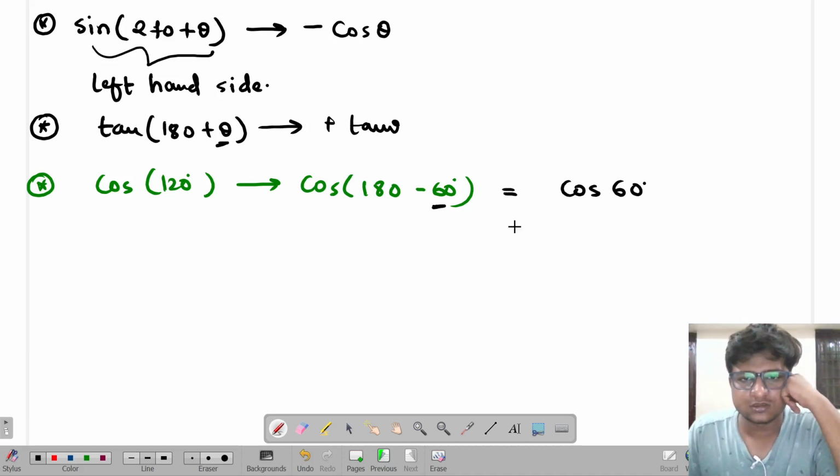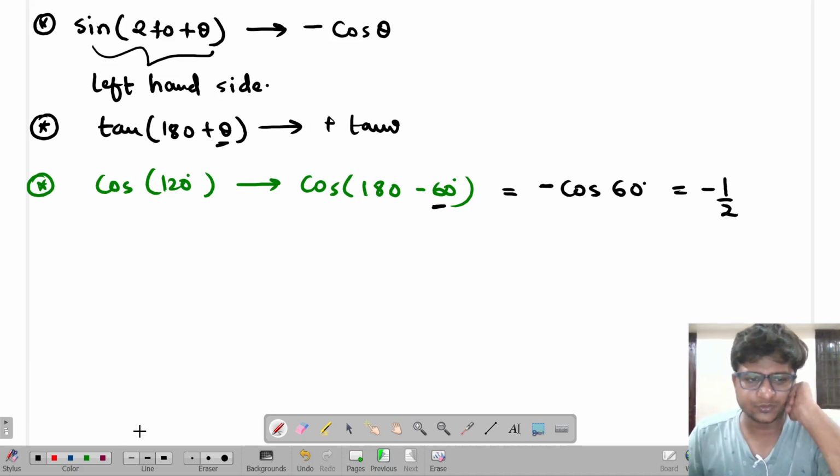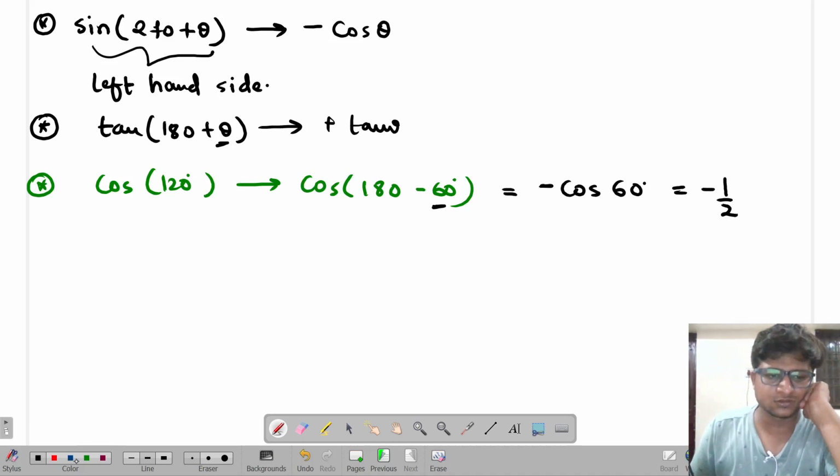Then it is in which quadrant? First or second? Second. So cos is negative over there or not? So minus cos 60. Cos 60 is 1 by 2. So the answer is minus 1 by 2. Is it easy peasy or not? Yes? You tell me.